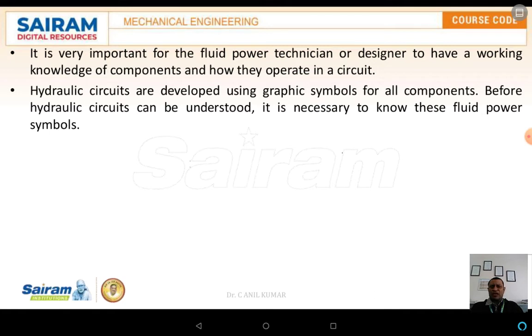One is a sketch with only the symbols, and another is a diagram with the symbols along with the namings. Maybe this will be at the beginning for the first two or three circuits. Once you are perfect with the notations of the symbols of the components, whether they are DCV valves, pressure relief valves, or flow control valves, then in further sessions and circuits, the second part won't be there.